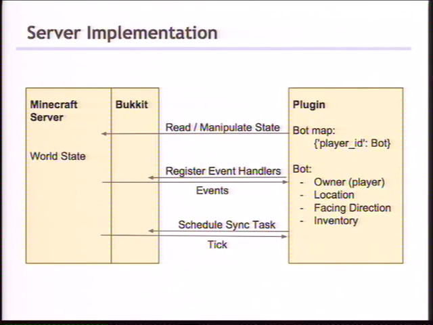So on the server side, this is a little bit more about how the plugin API works. You have the Minecraft server, which is responsible for keeping the entire state of the world, so every single block. You have this Bukkit plugin, which allows you to read and manipulate that state whenever you want. You have event handlers, so you can register for events. Whenever someone breaks a block, you get an event. Whenever a player right-clicks, you get an event. So you can register for different types of events.